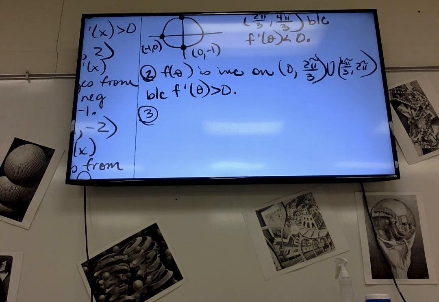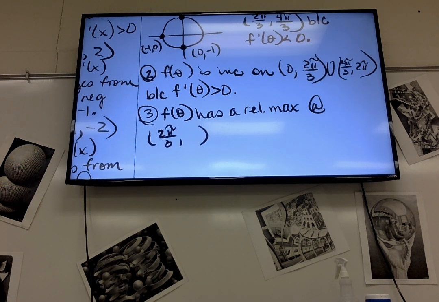Okay, what did 3 tell me to do? Max. So F of theta has a relative or local, which means the same thing, max where? 2 pi over 3. Now, in order to get the coordinate, I'm going to have to use a calculator.